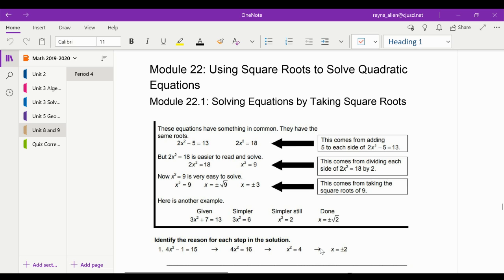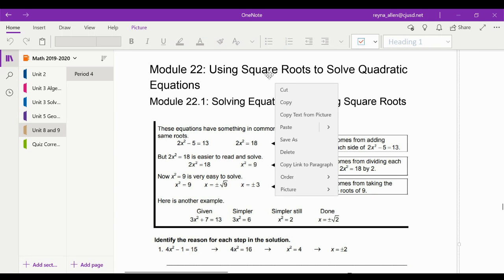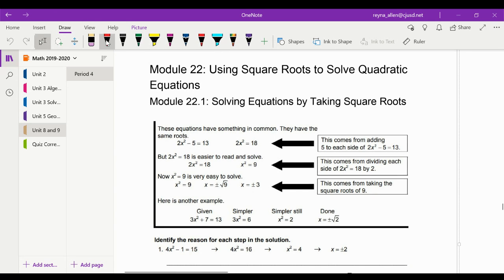All right, happy Monday. We are going to start off with something that is a little bit easier. We are going to be doing square roots.